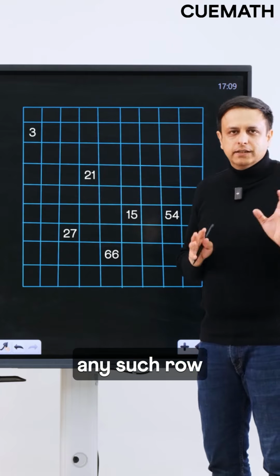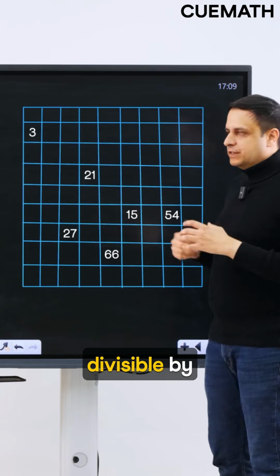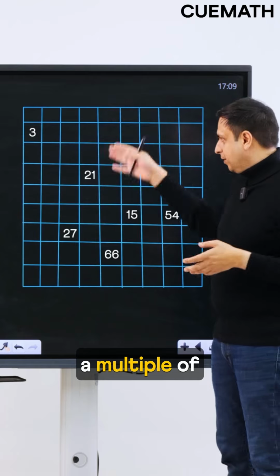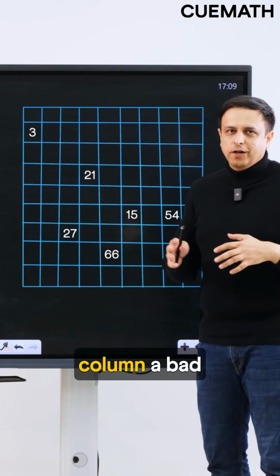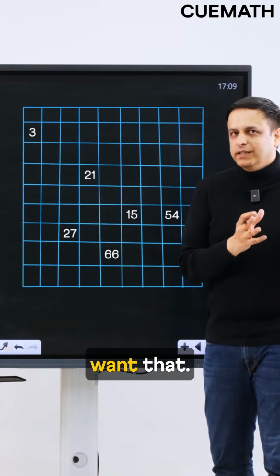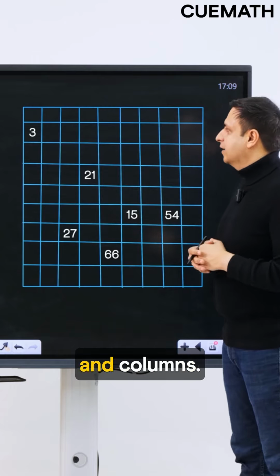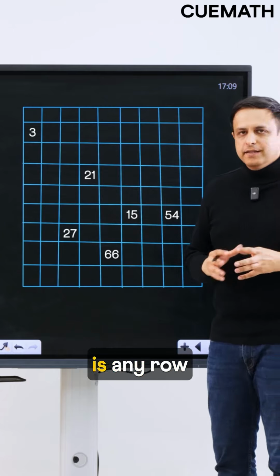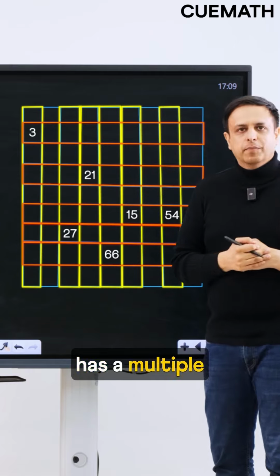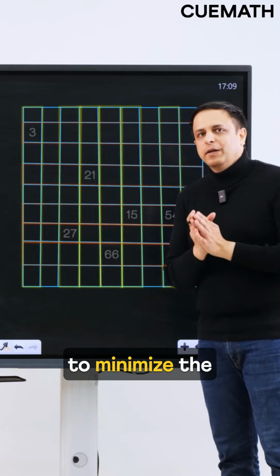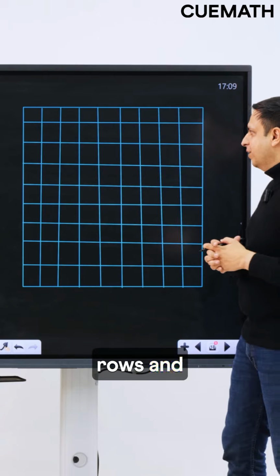So let's call any such row or column that has a product divisible by 3, or that has a multiple of 3 in it, a bad row or column, because we don't want that. We want to minimize such rows and columns. So a bad row or column is any row or column which has a multiple of 3 in it. And we need to minimize the number of bad rows and columns.